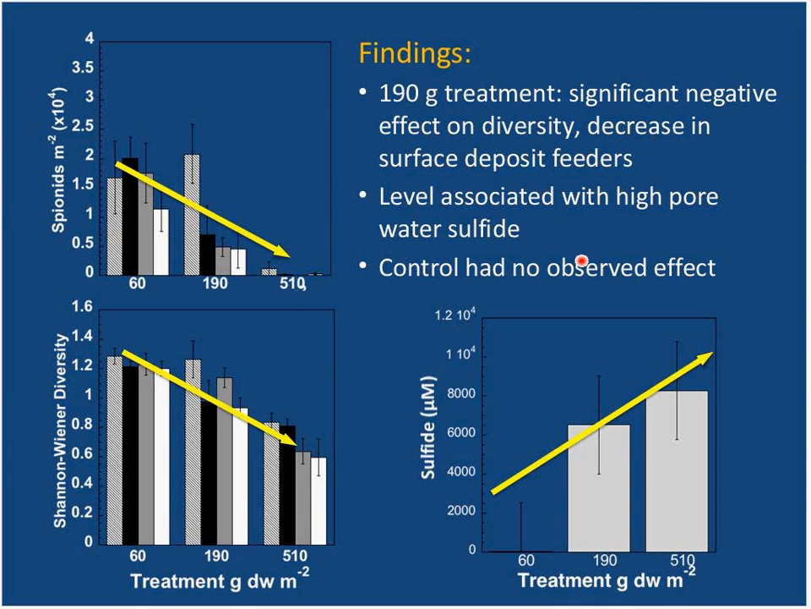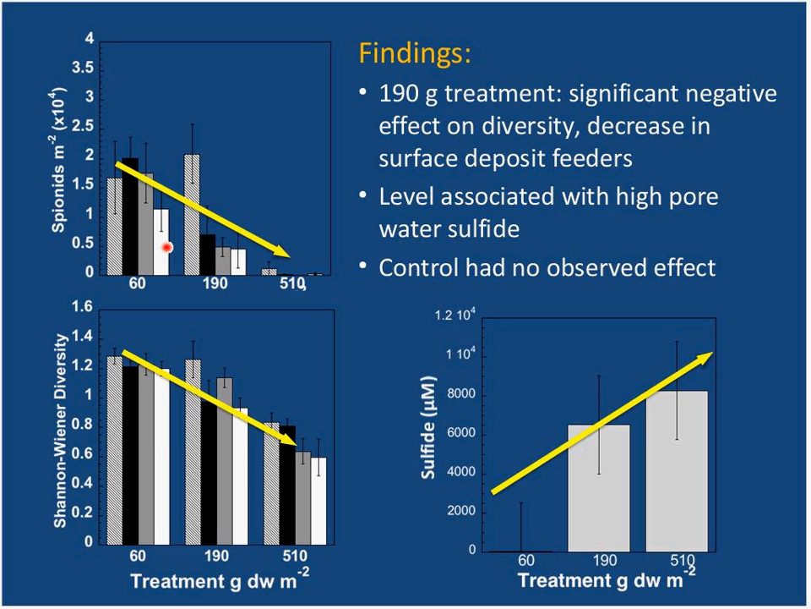On the slide, I want to point out that we have different graphs, and this first graph is showing polychaetes, which are surface deposit feeders. On the y-axis are the different treatments, 60, 190, and 510, and each represents a different sampling week. So it actually starts with week 2, goes to week 4, 6, and 8.